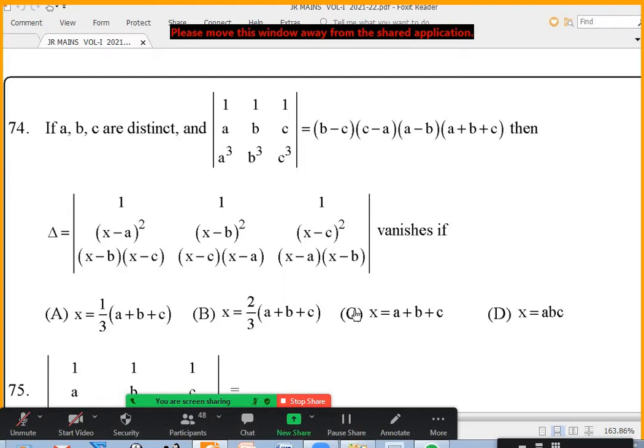Okay, 74, they gave a hint. I may not use the hint that way. I'll use it in a different way, but let us see the question. When will this determinant become 0?